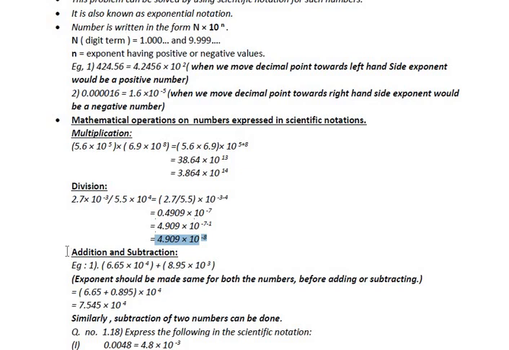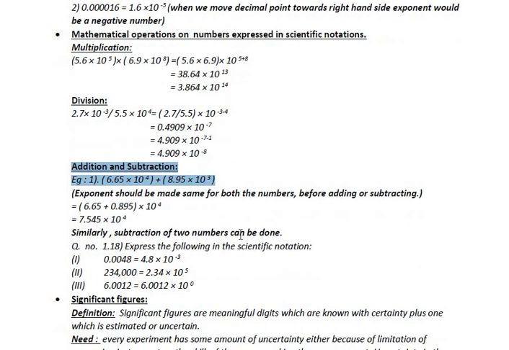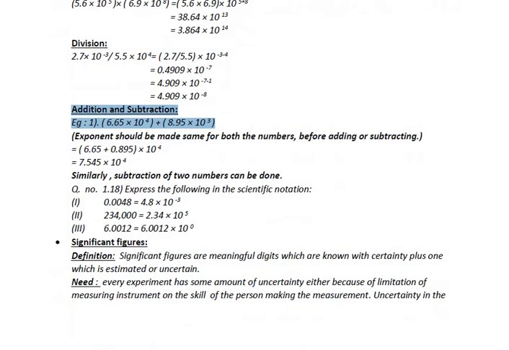Now the next one is addition and subtraction. How to do addition and subtraction. Again, I have taken an example from NCERT itself. The first example for addition is that you have to add two numbers which are in scientific notation, but their multiples are different. When the multiple is the same, it's very easy, but when we have a different multiple, see how we have to do it. You have to add up 6.65 into 10 to the power 4 and 8.95 into 10 to the power 3. We have to add up these two numbers.